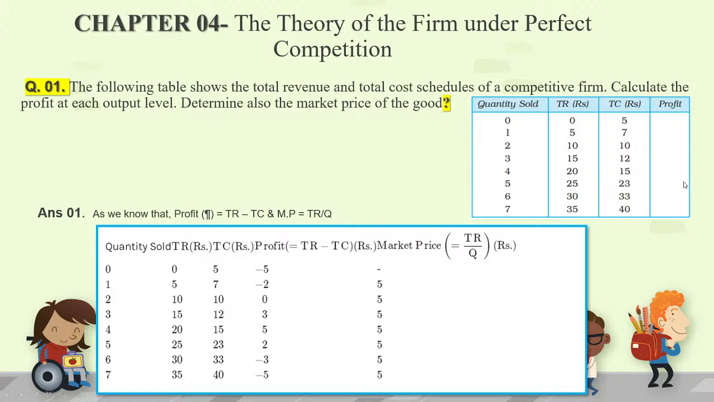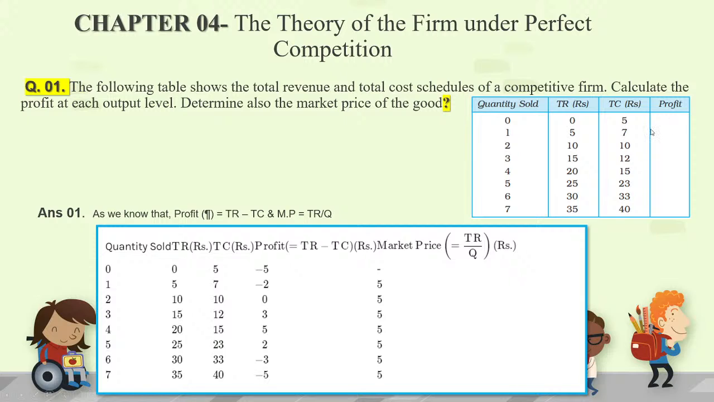The simple formula for calculating the market price is taking the ratio of total revenue and the quantity, which is TR upon Q. So simply applying the formula, and the units have been given here. We'll calculate the profit first of all. So profit is TR minus TC. TR is the second column as per the table and TC is the third column, meaning to say column 2 minus column 3 will give you profit at each level.